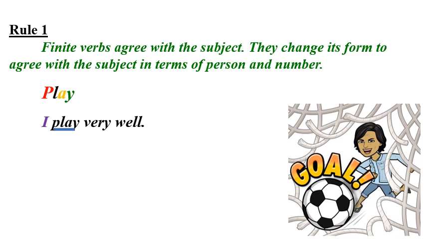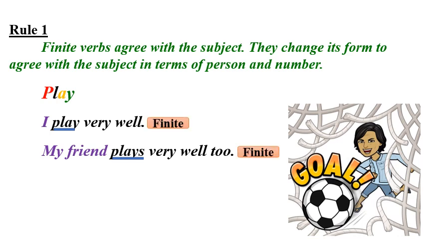Now, I am going to change the subject I to my friend in the second sentence. My friend plays very well too. Now, if you look at the subject my friend in this sentence, it is third person singular. And so, the verb play takes an s after it to agree with the subject. So, when a verb changes its form to agree with the subject, then it is a finite verb.